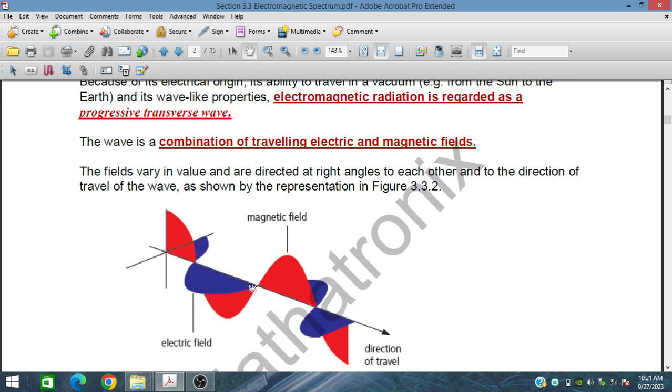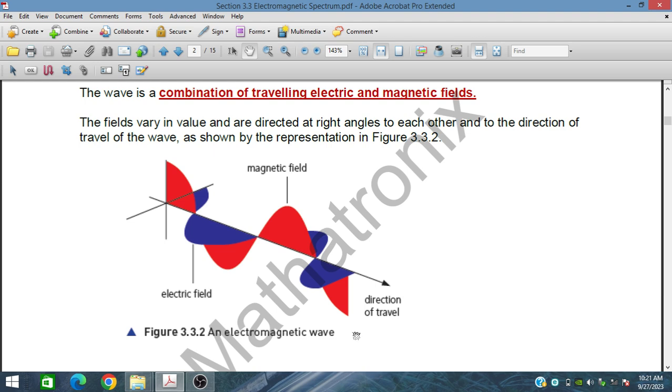So this red is basically the magnetic field, and this blue is perpendicular to it, at 90 degrees. So this blue is always at 90 degrees, orthogonal to this red one. So this is the electric field. They are traveling simultaneously at an angle of 90 degrees apart.